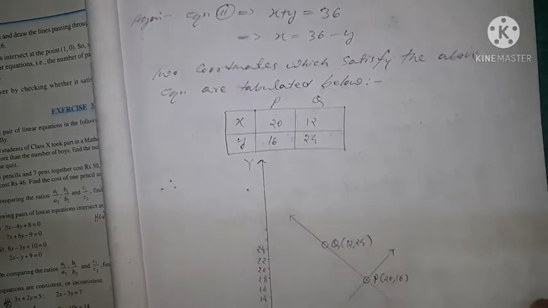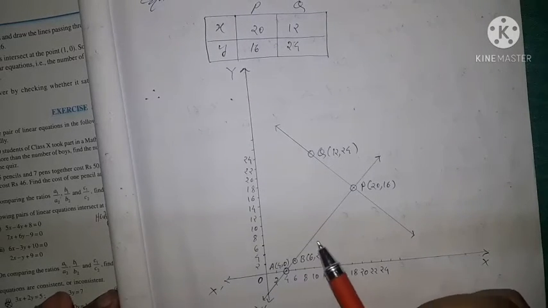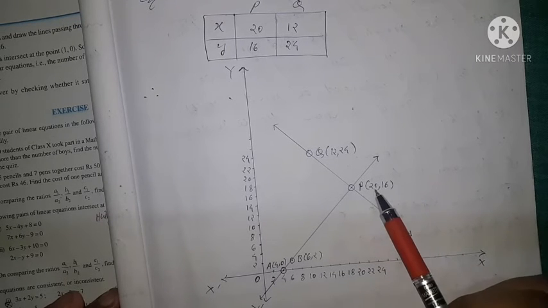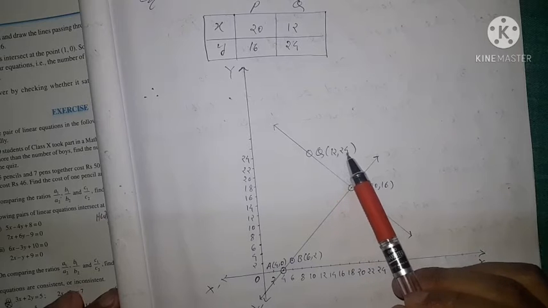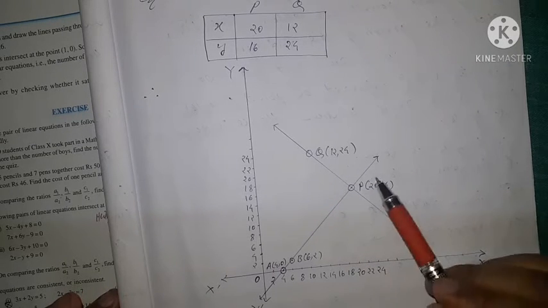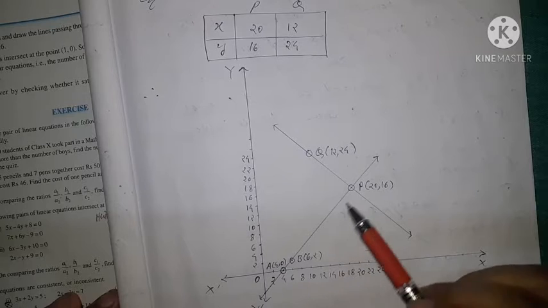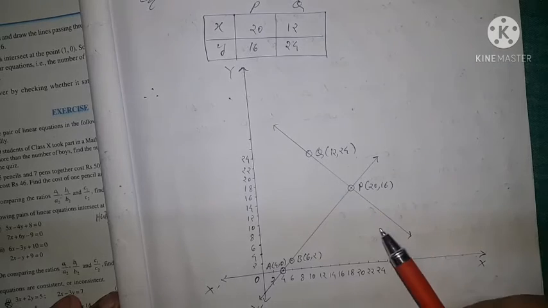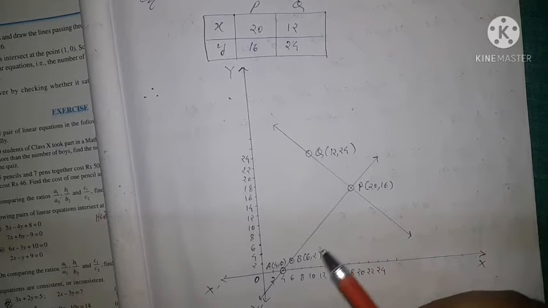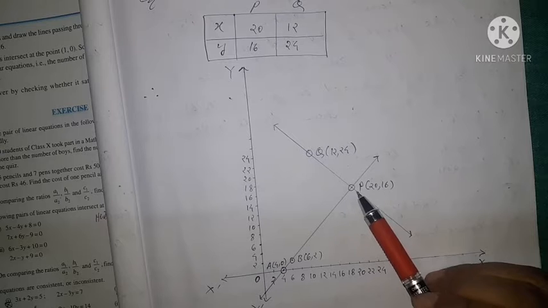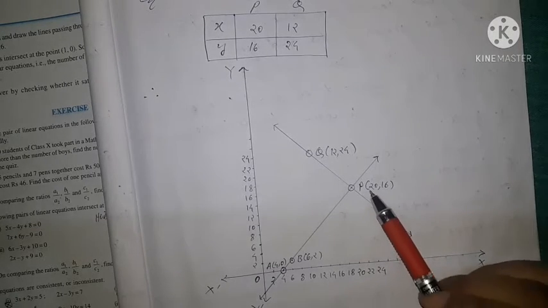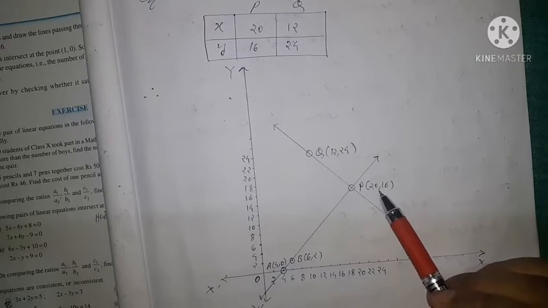So let's represent this on a graph. If you plot these points on a graph, this is A, 4, 0, B, which is 6, 2, again P, which is 20, 16, and Q, 12, 24. Now just join the points A and B and extend it a little bit. Again we join P and Q and extend. After extending, we see that both the lines intersect at this point, P 20, 16. So this will be the solution of the above equations: 20, 16.